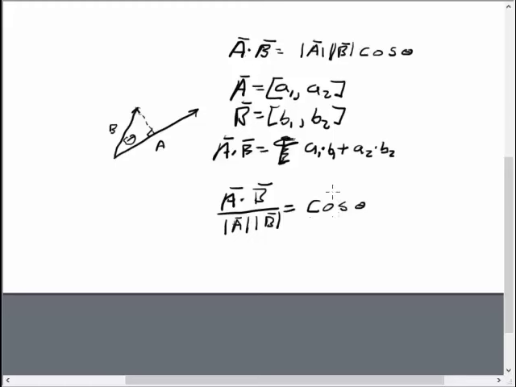What if I have two vectors like that and like that, such that they are perpendicular to one another? It's a 90-degree angle. The cosine of theta for a 90-degree angle is 0. So if I have two vectors where their dot product is 0, that tells me that those two vectors are perpendicular to one another.